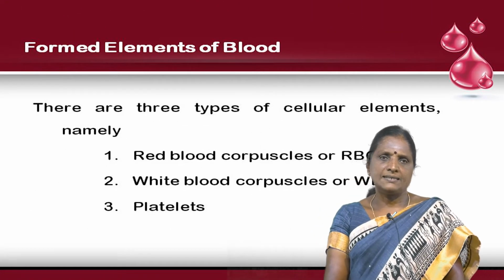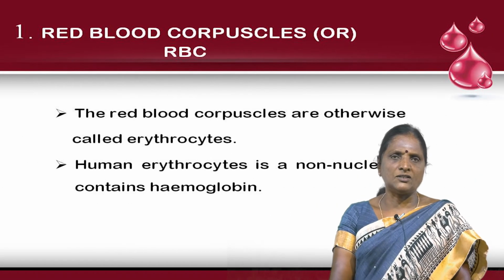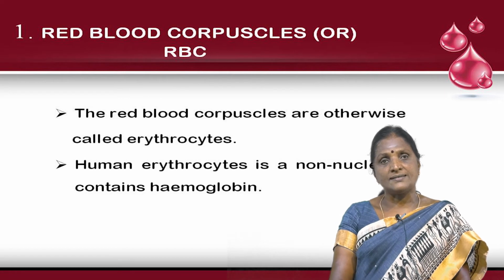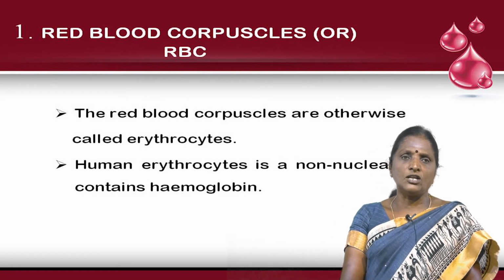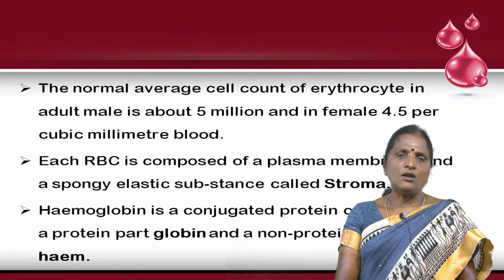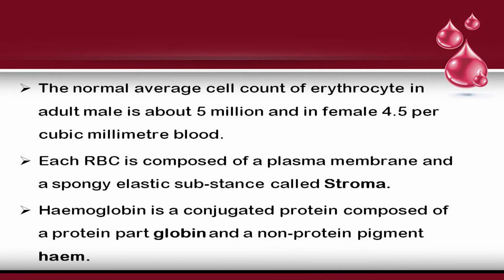Formed elements, next. RBC is otherwise called red blood corpuscles, or erythrocytes. The human erythrocyte is non-nucleated and contains hemoglobin. The normal average cell count of erythrocytes in an adult man is about 5 million and in a female 4.5 million per cubic millimeter of blood. Each RBC is composed of a plasma membrane and a sponge-like elastic substance called the stroma.